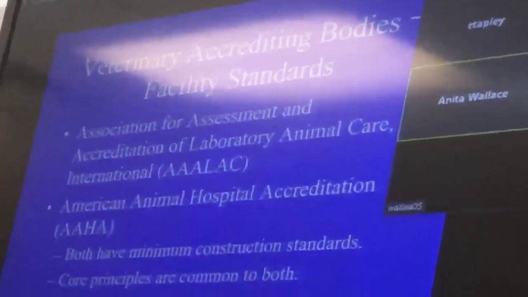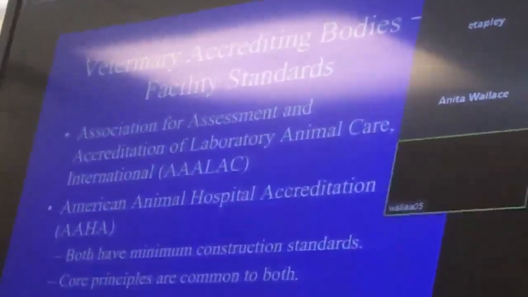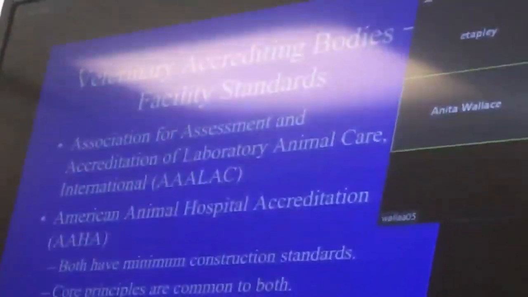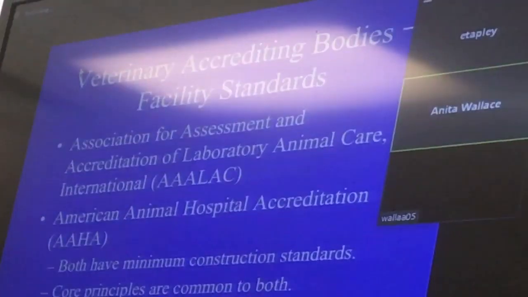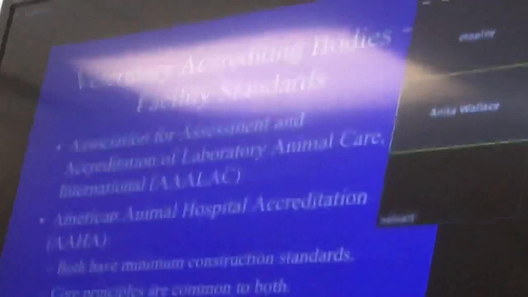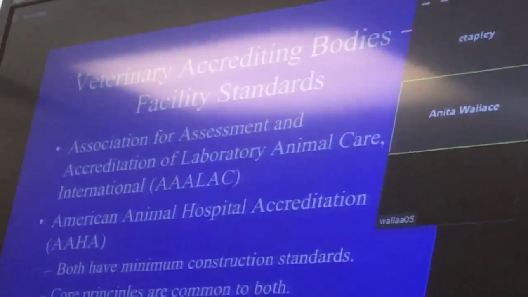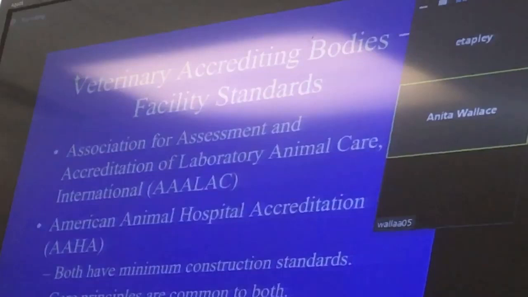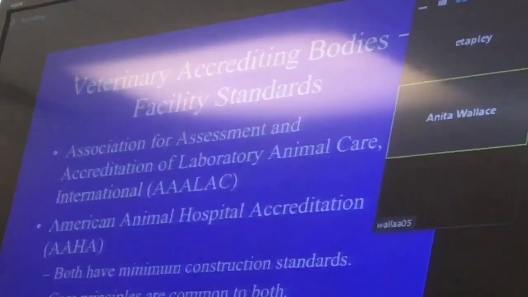There are various accrediting bodies that we're responsible for. These are not bodies that do inspections like USDA or the state that you may be familiar with. These bodies are not required, but to have accreditation is considered to be a gold standard. So the accrediting body in research in the laboratory animal environment is called AAALAC, and that's associated with the assessment and accreditation of laboratory animal care.